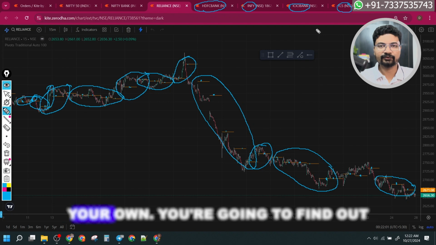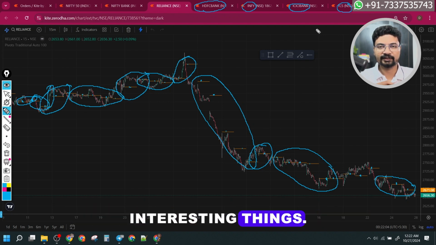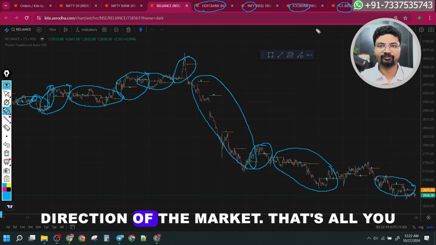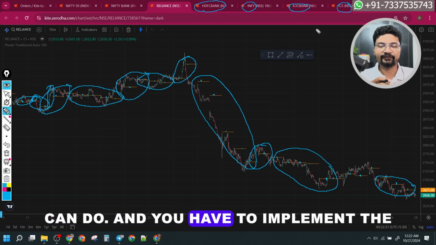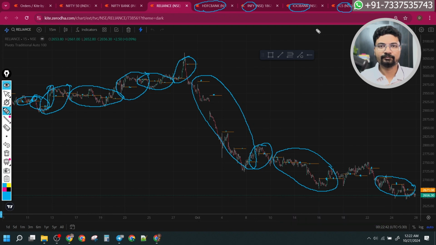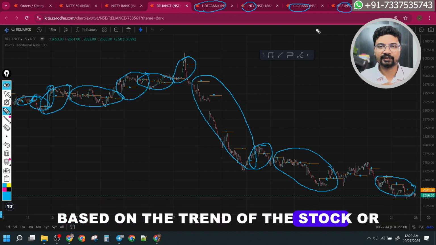Go and practice on your own. You are going to find out interesting things. By analyzing the trend with the pivots, you can trade in the right direction of the market. That's all you can do, and you have to implement the right strategies to trade in intraday or positional based on the trend of the stock or index.